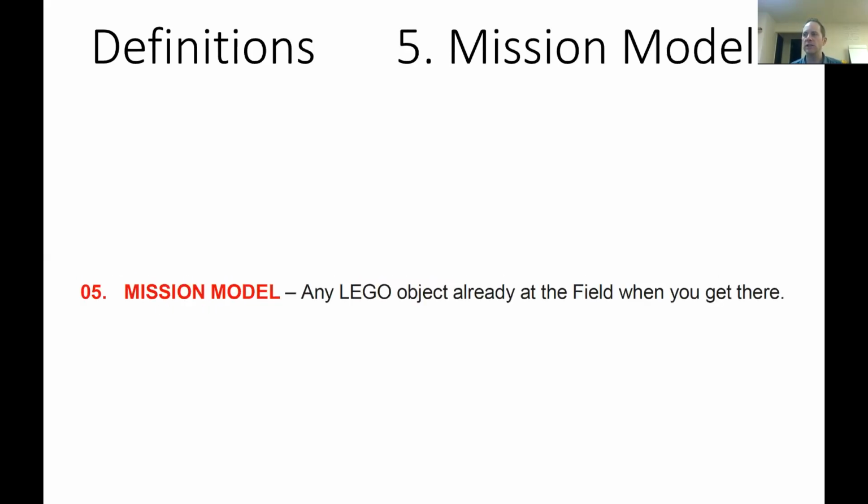A mission model is any Lego object already at the field when you get there. So it could be stuff that's out on the mat, and it can be stuff that's in home, but it will already be there when you get there. Don't bring mission models to matches. Of course, the one exception here is mission model 11, which we'll get to later, where your team has to build the mission model. And because every team's mission model is going to be different, that one you will be bringing with you. That's bag 11, which is a bunch of pieces and no instructions for how to put them together.